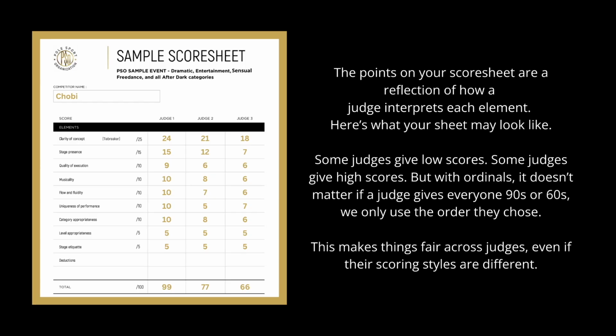Ordinals protect competitors from one strict or one soft judge. Some judges give low scores and some give high scores. But with ordinals, it doesn't matter if a judge gives everyone in the 90s or in the 60s. We only use the order that they chose. This makes things fair across judges, even if their scoring styles are different. We have to take into account that we are humans judging an artistic activity.